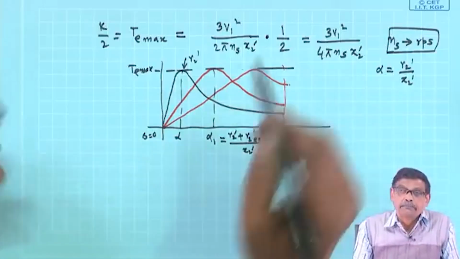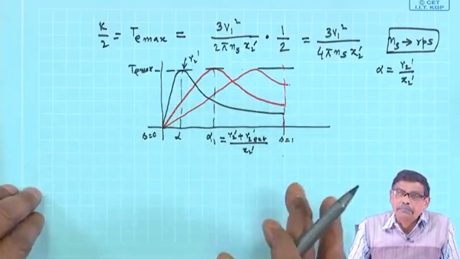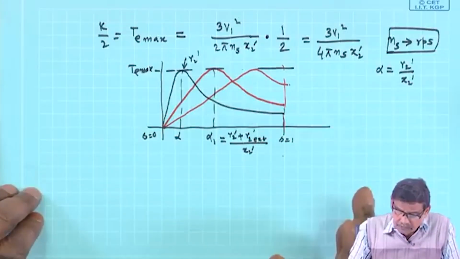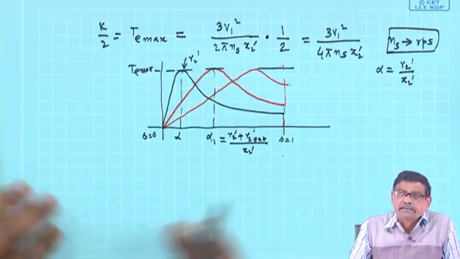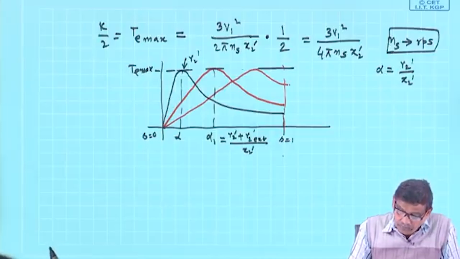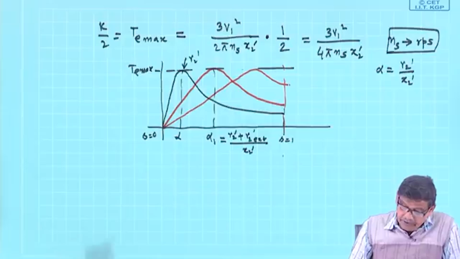So, starting torque can be improved, and of course, it can be done only for a slip ring induction motor. For a cage induction motor, addition of external resistance is out of the question. That is it. Okay.